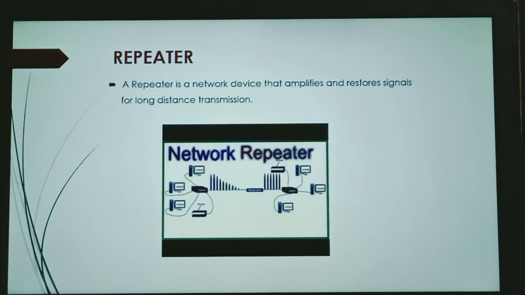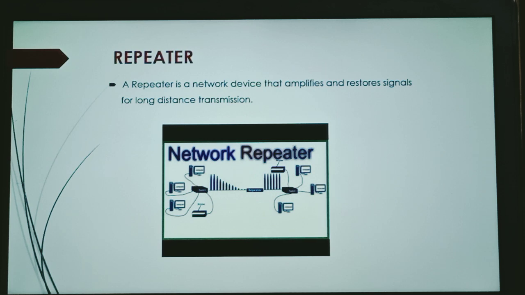The next device is a repeater. As you can see, it is connected between the two networks. This is one side and this is the other side, so a repeater is connected here. Basically, when signals are moving from one place to another, they start becoming weak, so their strength actually reduces. To increase the strength without any loss, the repeaters can regenerate it.